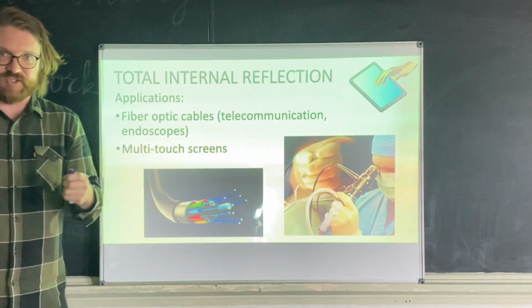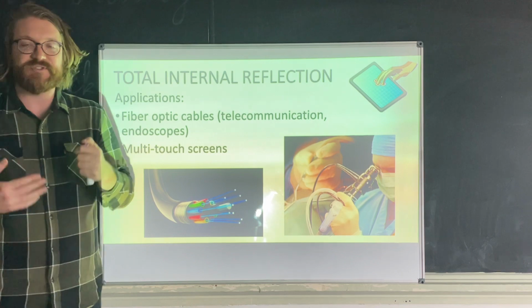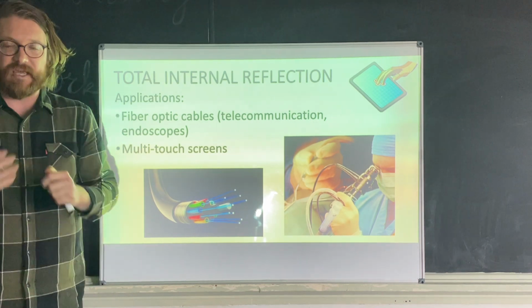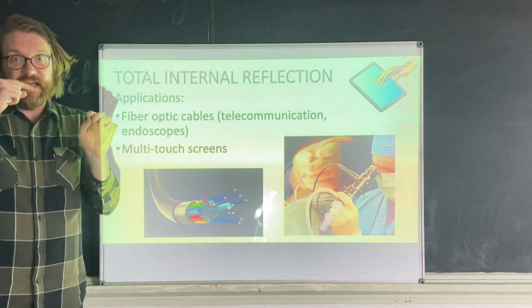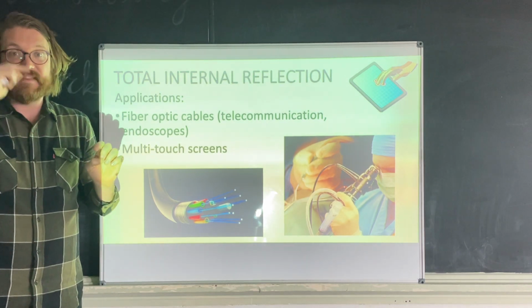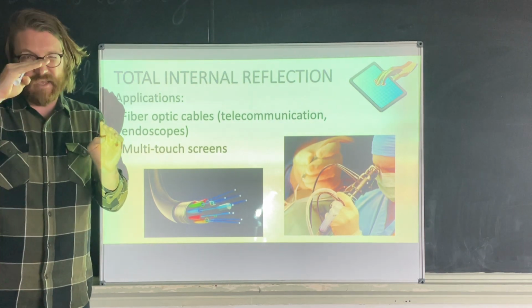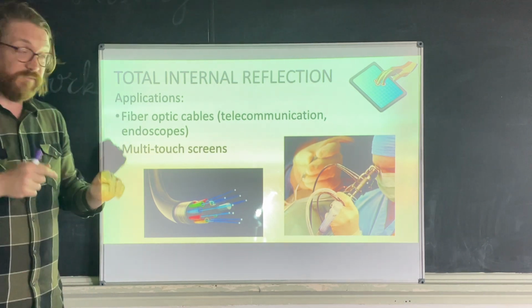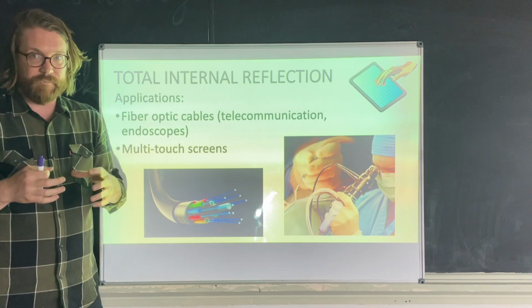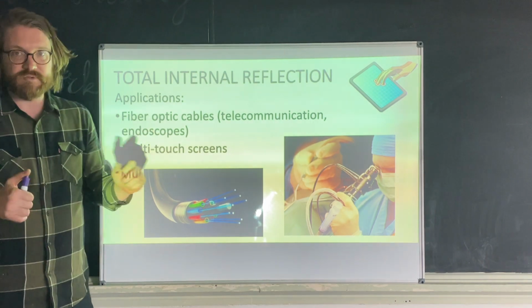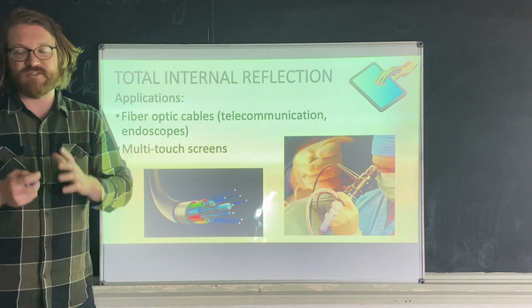Total internal reflection allows us to use things called fiber optic cables. These are cables that have a little bit of glass on the inside and we can shine light through them. That light is shined at an angle so that it bounces back and forth, okay? And it completely stays within the medium, okay? Fiber optic cables revolutionized telecommunications and the internet.